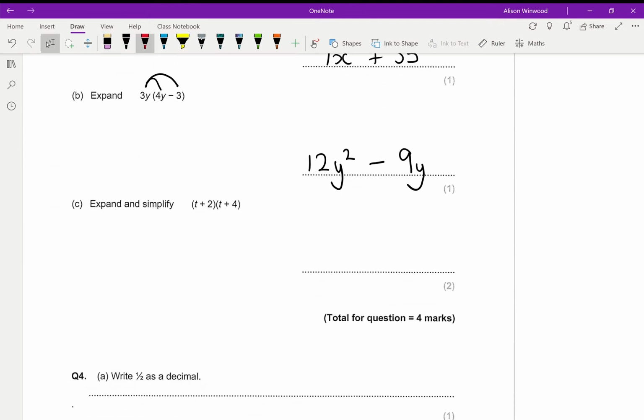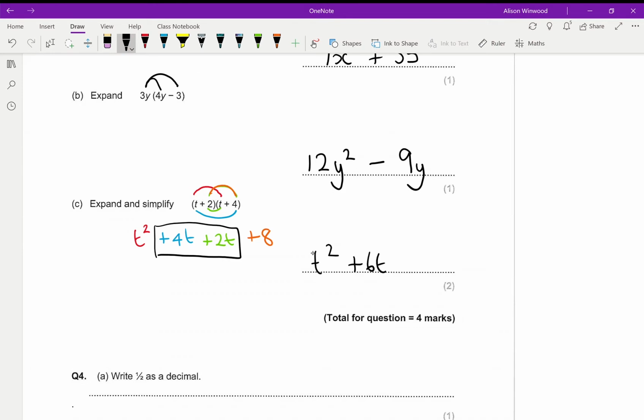And then 2 brackets together means FOIL, so firsts, outers, inners, and lasts. And then I can simplify, so I've got a t squared, put the t's in the middle together, which makes positive 6t, and I've got positive 8 on the end.